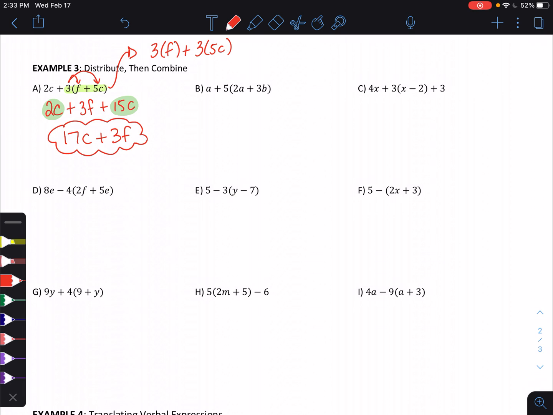Part B, I've got A, and then I'm going to distribute here. So A plus 5 times 2 is 10A, plus 5 times 3 is 15B. I've got A here, and I've got an A here. 1A plus 10A is 11A. Plus 15b.